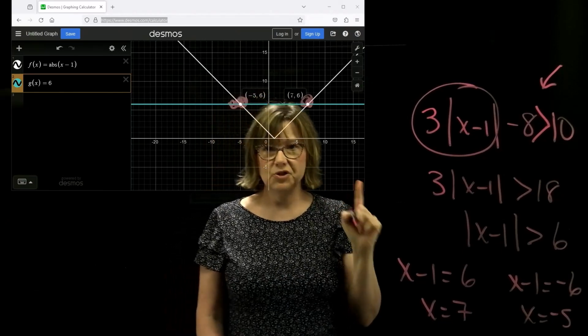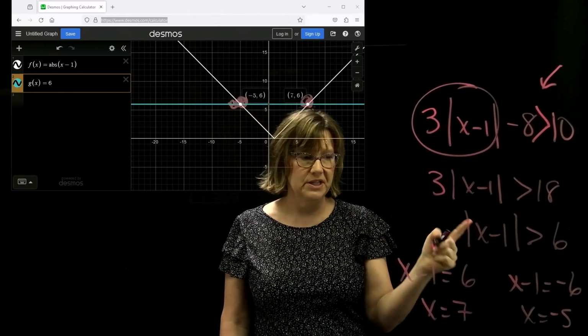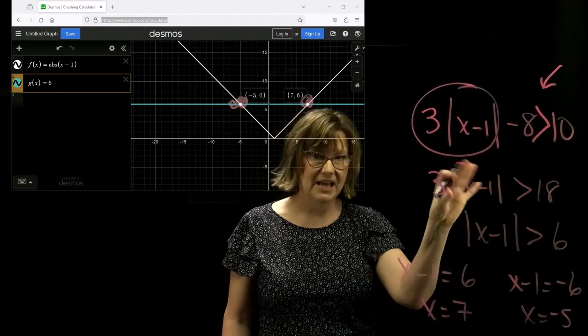All right, so this is how I like to do inequalities. I treat them as an equal sign. I'm just like, oh, I can solve it as an equal sign.